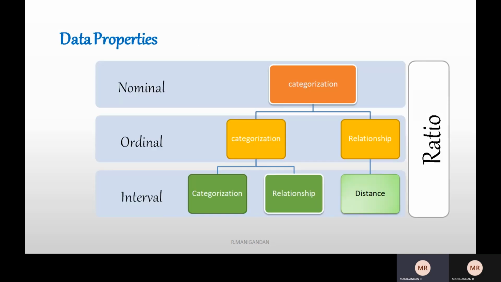Next, data properties. Data properties indicate there are three types of data: nominal data, ordinal data, and interval data. Based on the categorization, the first one is nominal data, the second is ordinal data, and the third is interval data. Interval data indicates the relationship and distance. So ratios, while you are preparing the ratios, it can be very useful. So which data is it?